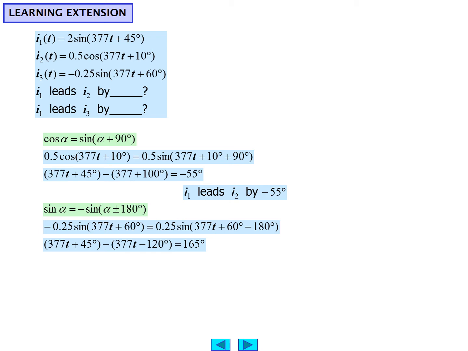Or if you will, we can now form the difference between those two current waveforms. And we find it's a 165 degree difference. And therefore, that gives us our next answer and last answer. I1 leads I3 because we want to compare, in this case, I1 to I3. That's what it was asking, by 165 degrees. We don't know whether it's leading or lagging until we look at the sign of the answer. In this case, a positive 165 indicates a lead.